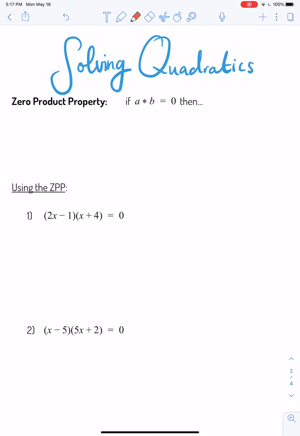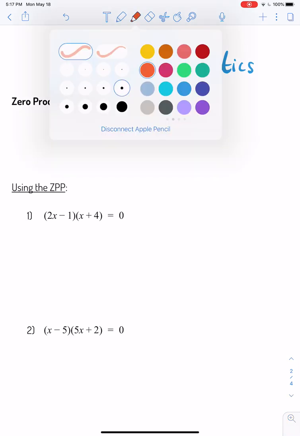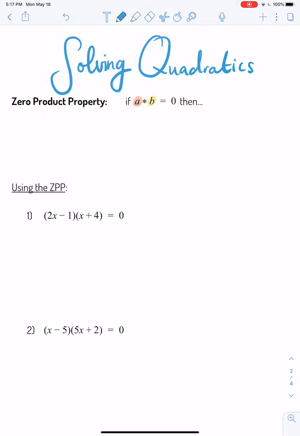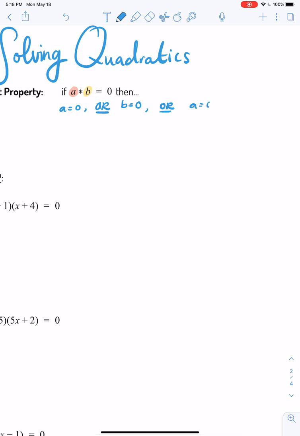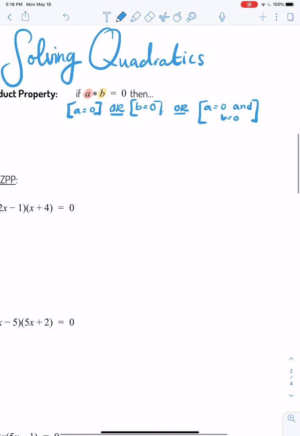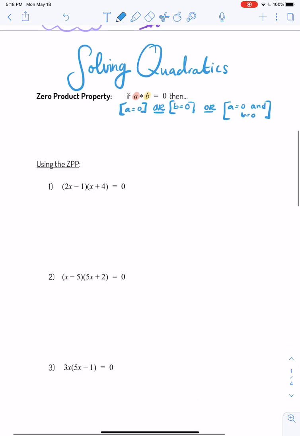So what this says is if you have a number A and another number B, and they're being multiplied together, and we know they equal 0, then A is equal to 0, or B is equal to 0, or they're both 0. A equals 0 and B equals 0. So that's option 1, 2, and 3. So this is how we're going to use it to solve quadratics.